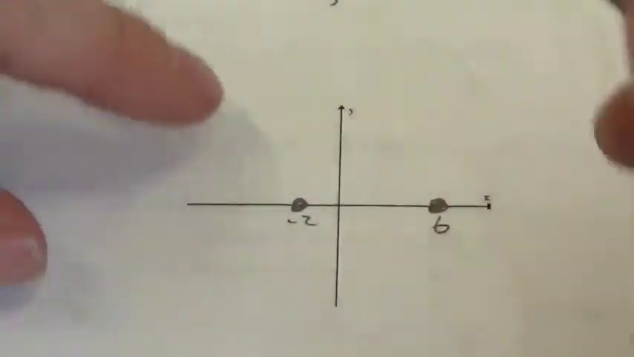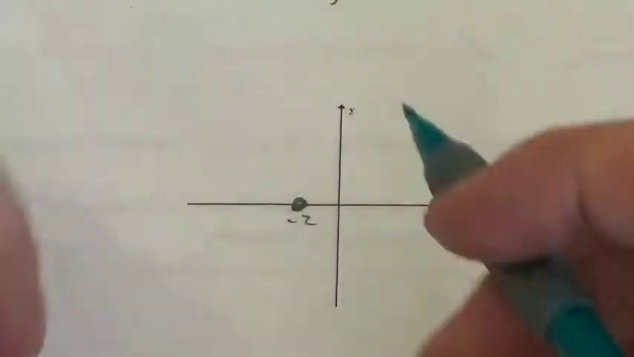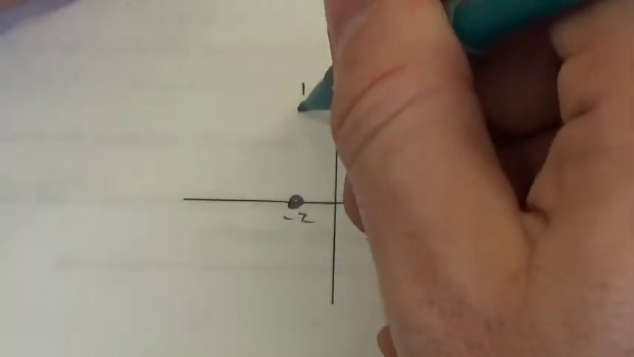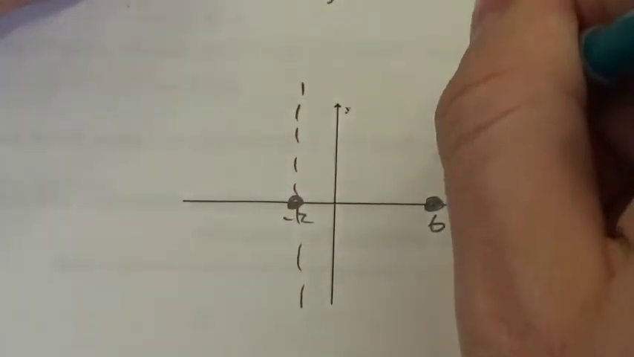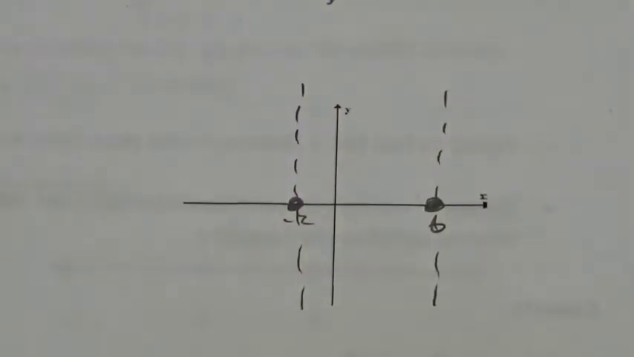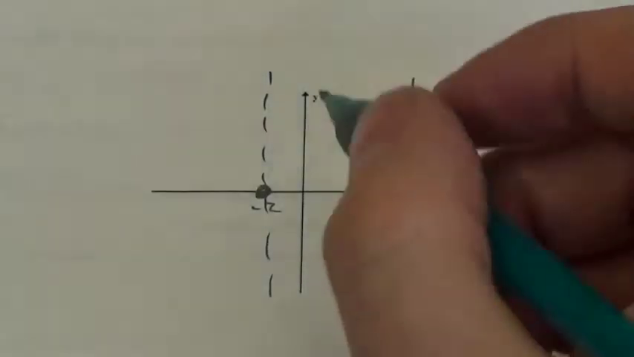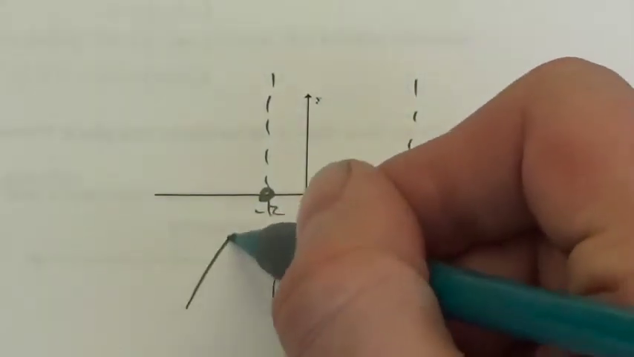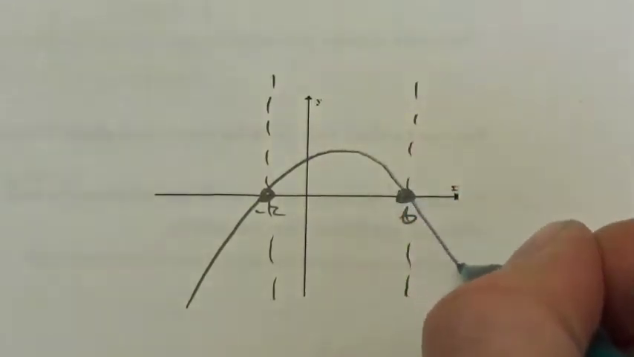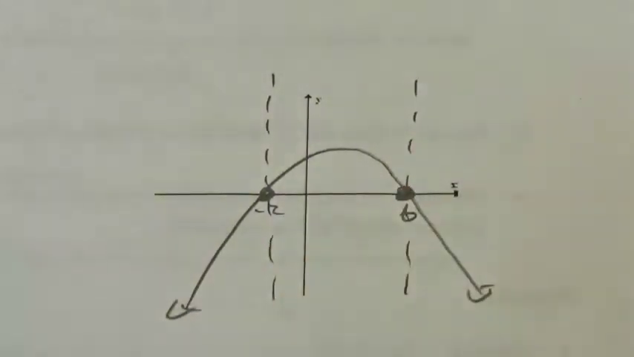On this graph here, which is just a tool to help me with the one below, I'm going to put lines through my x-intercepts. And because of that negative right there, I know that this thing is going to open down. So it's going to be something like that.